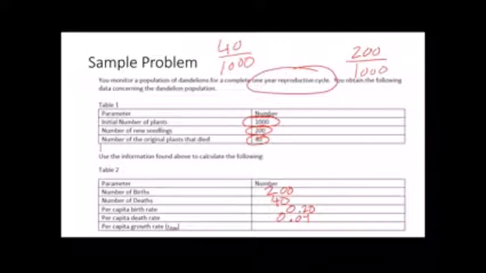Our per capita growth rate we can find in one of two ways. We can subtract the death rate from the birth rate. 0.2 minus 0.04 would give us 0.16. Or we could take the change in the population size. So there were 200 new births. There were 40 deaths. That means we got 160 new individuals out of a total original population size of 1,000. So that gives us 0.16 as our R max, or reproductive rate.